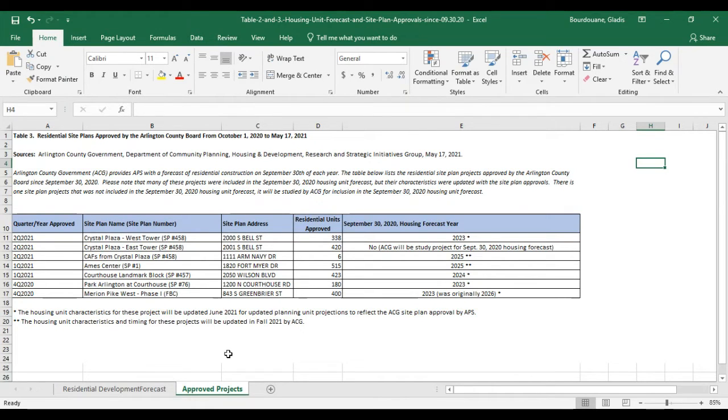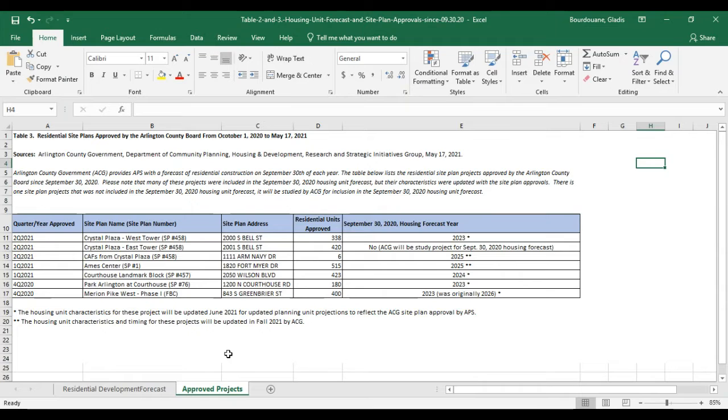The thing to note is that not every project that is approved is likely to be built from the years 2021 to 2024. And so this table number 3 includes all the projects that were approved by the Arlington County Board since July 1, 2020, from October 1, 2020 to May 17, 2021. The projects that you saw in the first tab, or table 2, include many approved projects. But again, not all approved projects will be built in that time period from 2021 to 2024. Only a subset of them are, and so those are the ones that make it onto table 2.